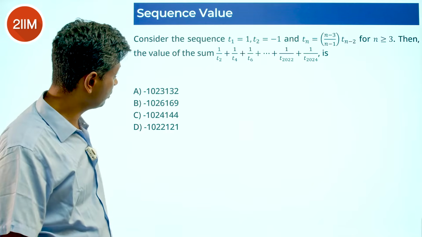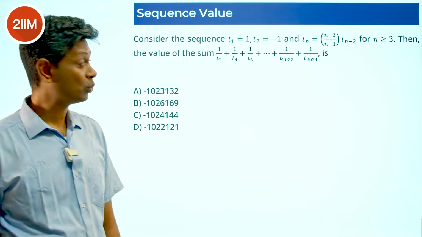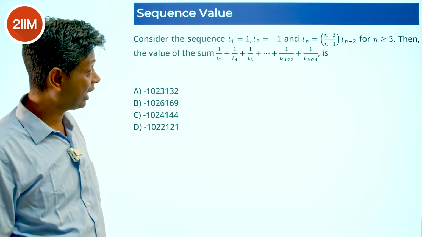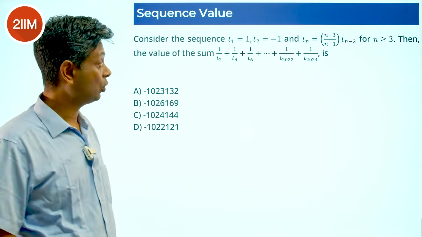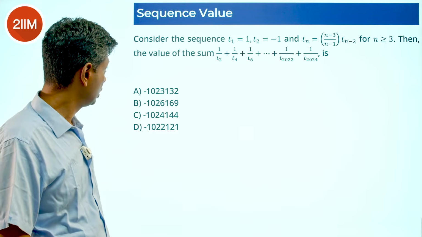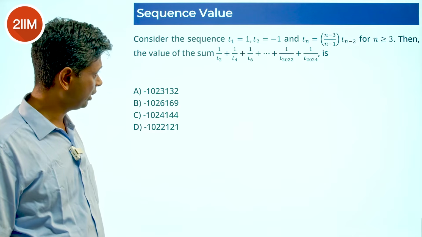Consider the sequence T1 equal to 1, T2 equal to minus 1, Tn equal to (n minus 3) by (n minus 1) into Tn minus 2 for n greater than or equal to 3. Then the value of the sum 1 by T2 plus 1 by T4 plus 1 by T6.